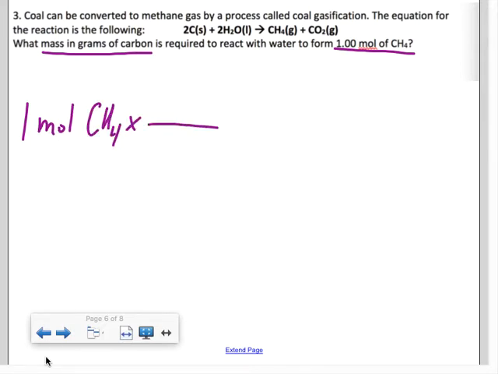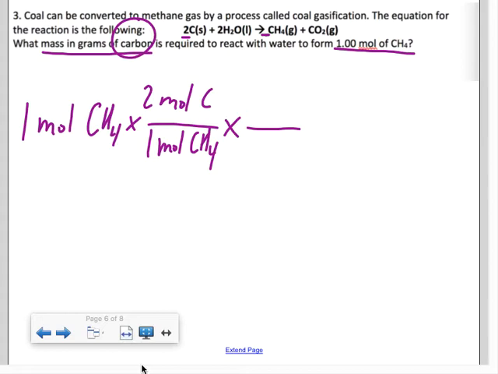I'm in moles, so I've got to set up my mole ratio. Because I'm in CH4, that's going to go on the bottom. I look at my chemical equation to figure out what number goes in front of it. In this case, 1 mole CH4. I'm trying to get to carbon, so I look here: 2 moles carbon. They want to know grams, so I have to set up one more conversion factor using the molar mass of carbon to get grams of carbon. So my CH4 is going to cancel out.